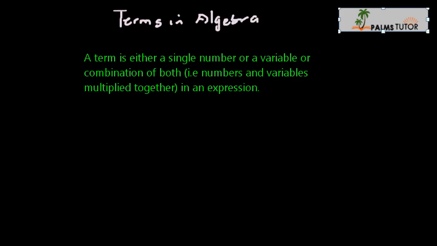Hi guys, so my second video on algebraic process, I want to explain what terms are in algebra. Terms. So when we are talking about collecting like terms and all of that, what does a term mean in algebra? Simply put, a term is either a single number or a variable or a combination of the two, that's a number or a variable, in an expression.